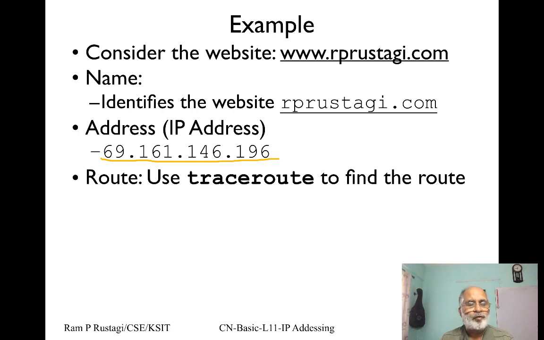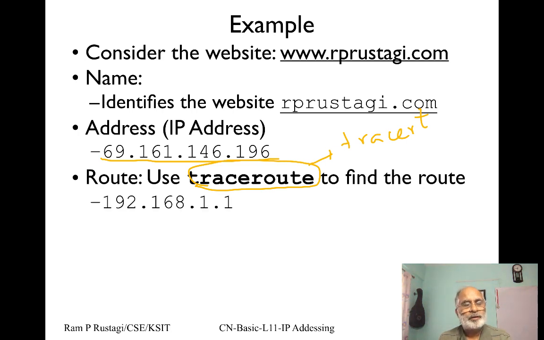Depending on whether you are sending a packet from your home or I am sending from my home, it will follow a different path. You can use a command called traceroute on Linux, and on Windows it is called tracert. You can use this command to find all the routers in between, from your host to the destination. Below are the routers from my home to my site.